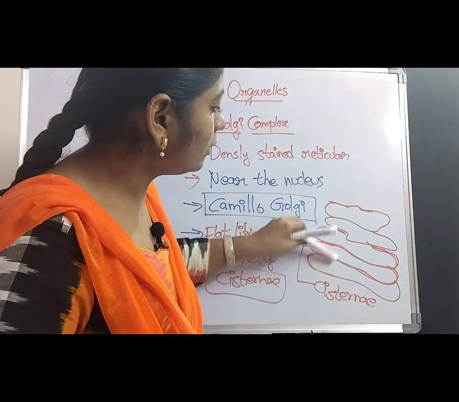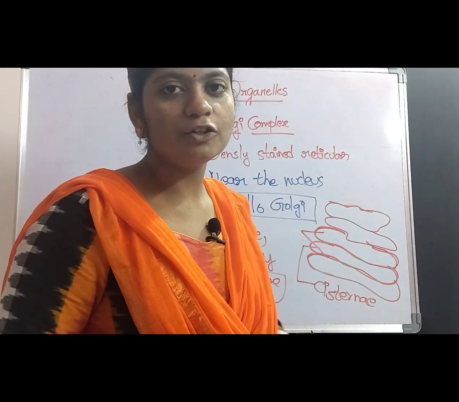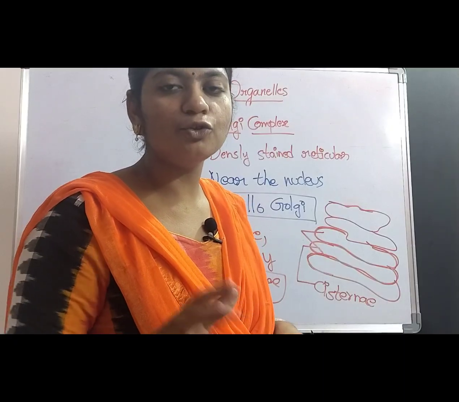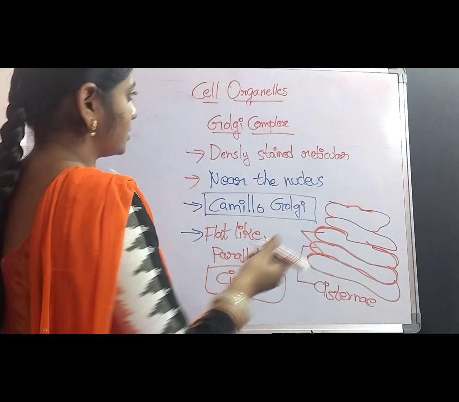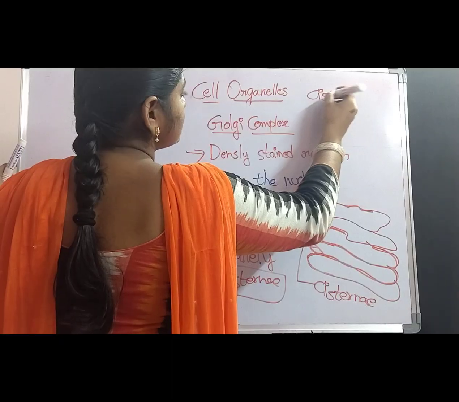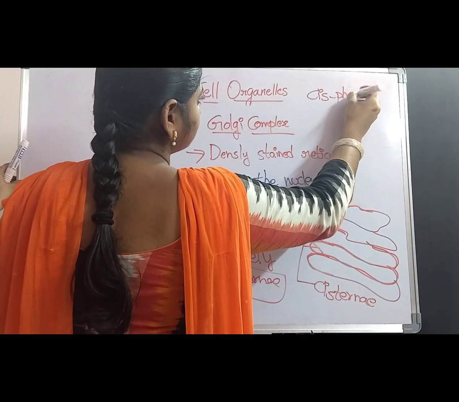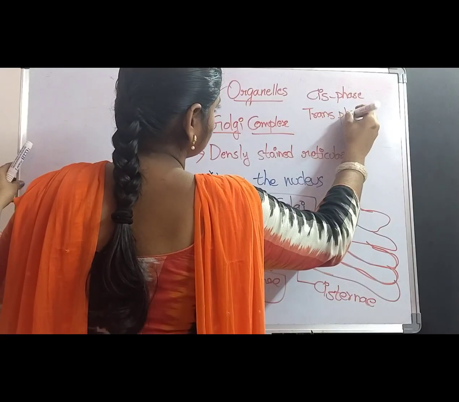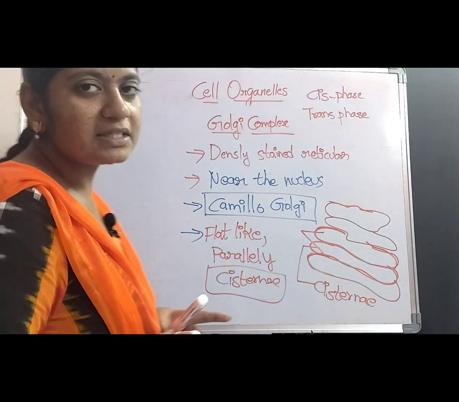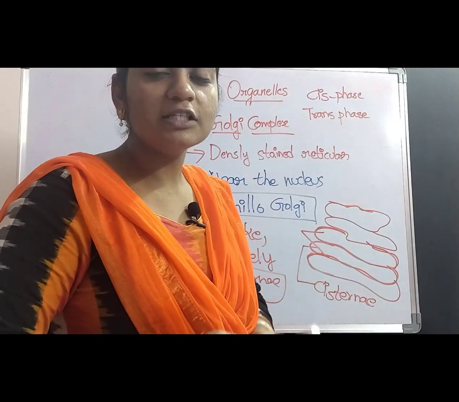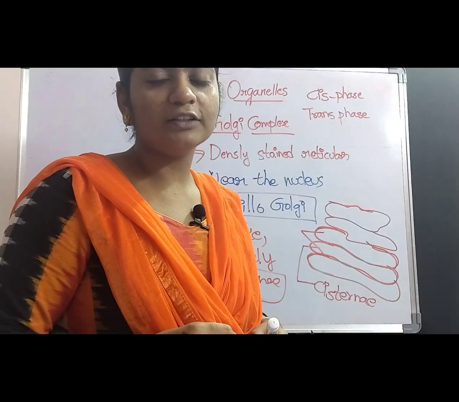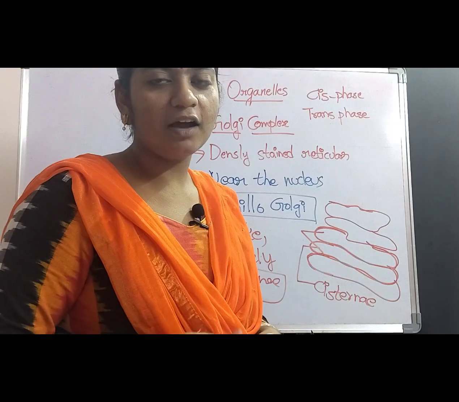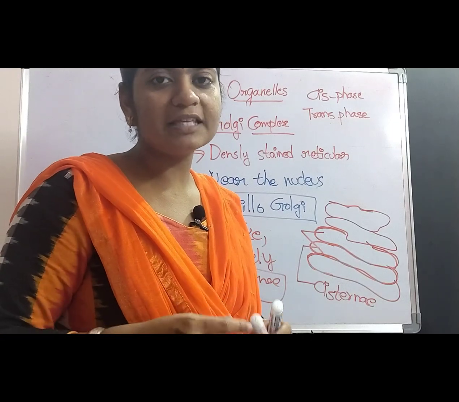Again, the Golgi complex region is divided into two phases. What are those two phases? Cis phase and trans phase. What are the cis phase and trans phase? The cis phase is the entry point for the proteins and lipids, and the trans phase is the exit point of lipids and proteins.